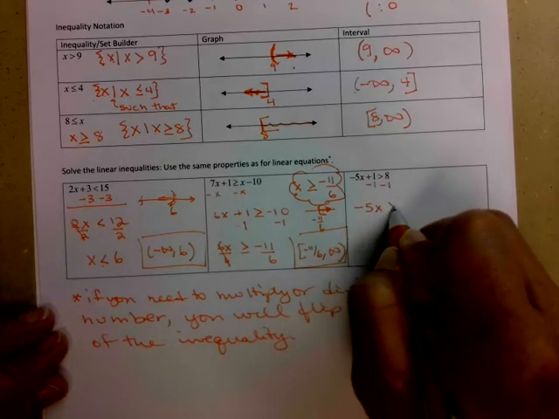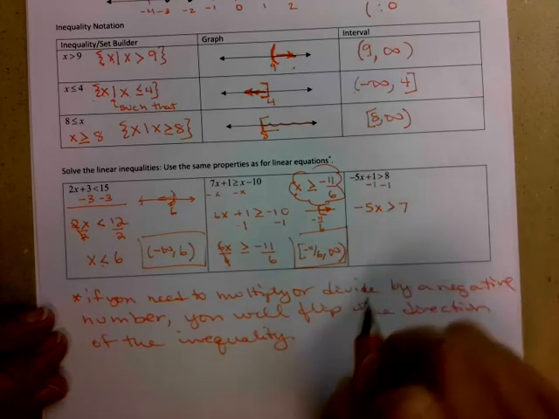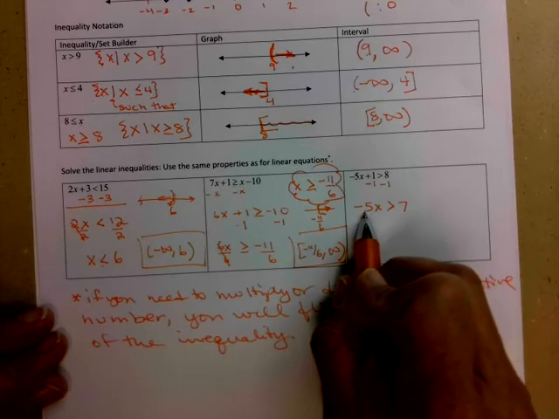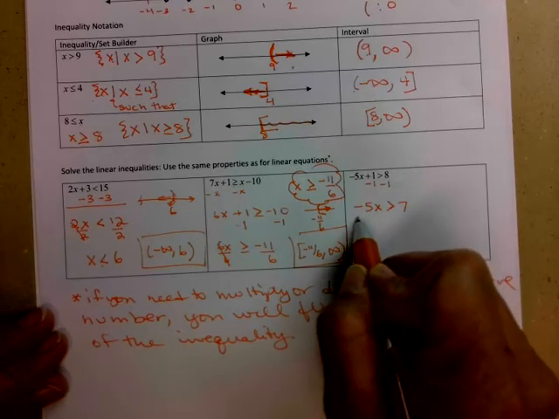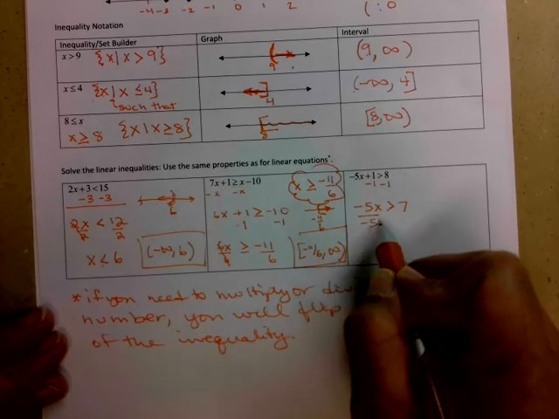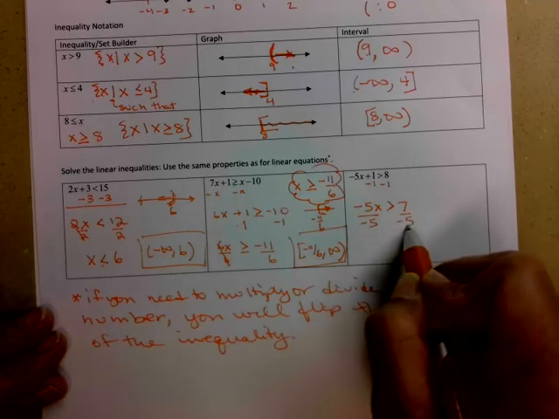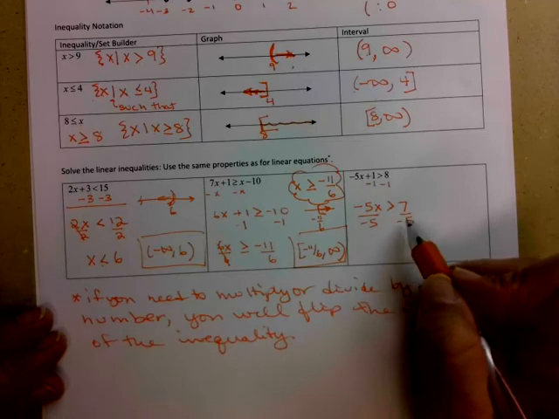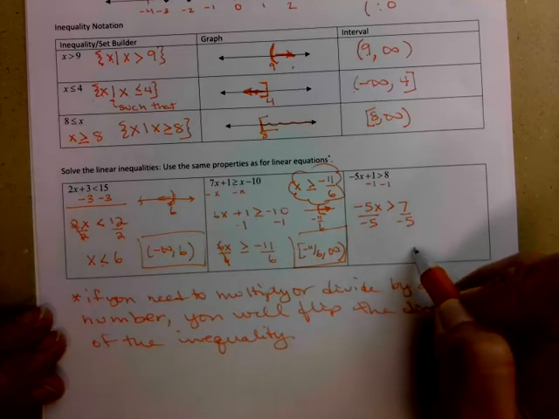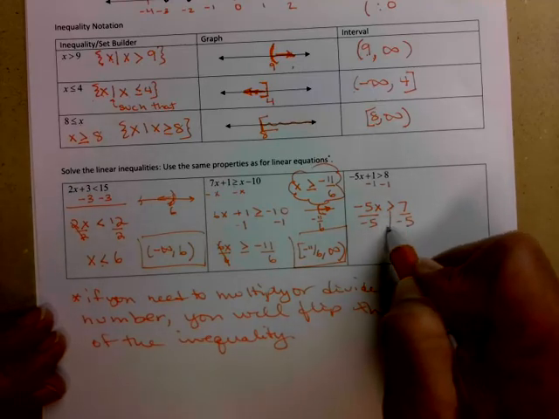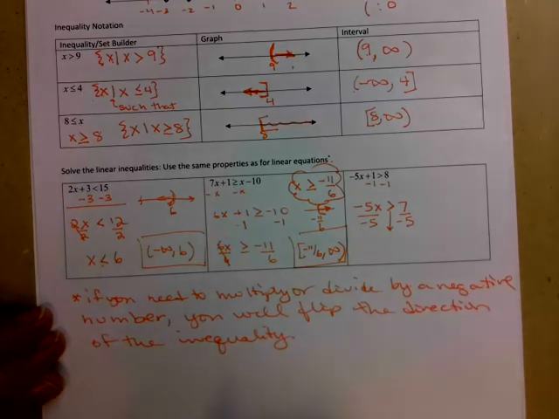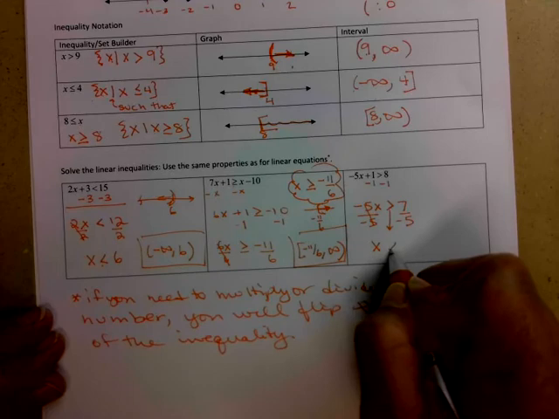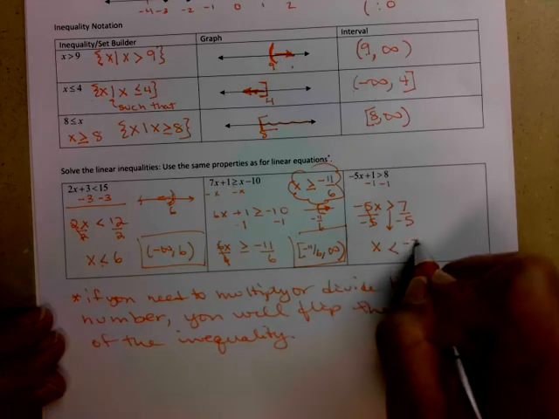So negative 5x is greater than 7. Now, to get the x by itself, I need to divide by the negative 5, right? So I'm going to divide the left side by negative 5. I'm going to divide the right side by negative 5. And when I write this down again, not only am I going to do all of the correct sign flipping that we have, but I'm going to flip the way the inequality symbol points. So I'm going to have x is less than negative 7/5.